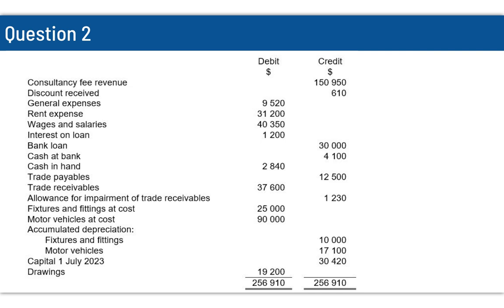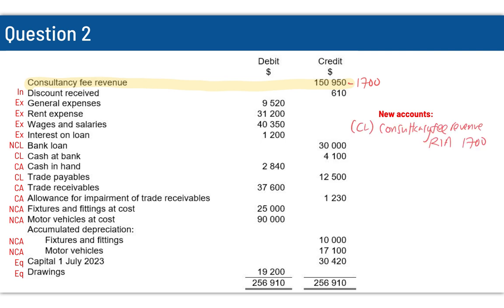The first step is to label all the accounts. So put them into revenue, income, expense, NCA, CA, CL, and equity. After doing so, let's adjust. So consultancy fee revenue was received in advance. So that means we have received the money but not yet earned. So minus 1,700 from the revenue. And then create a new account called consultancy fee revenue received in advance. So this is a liability, current liability.